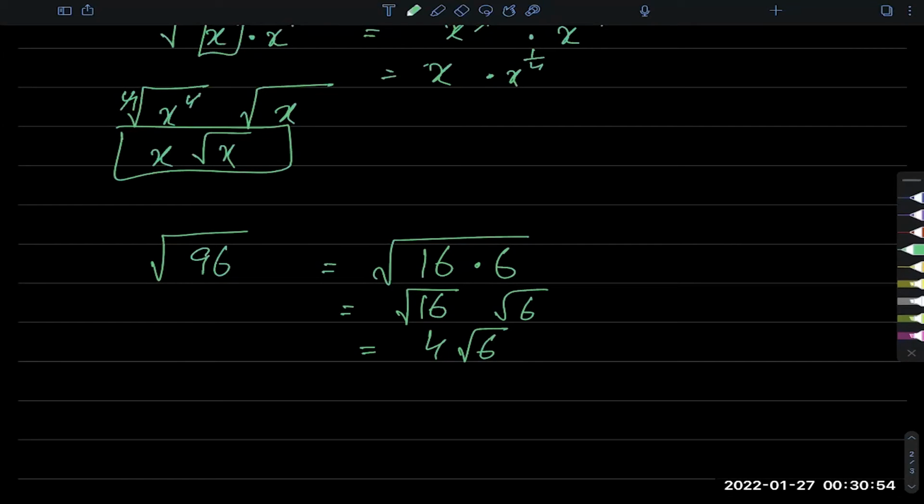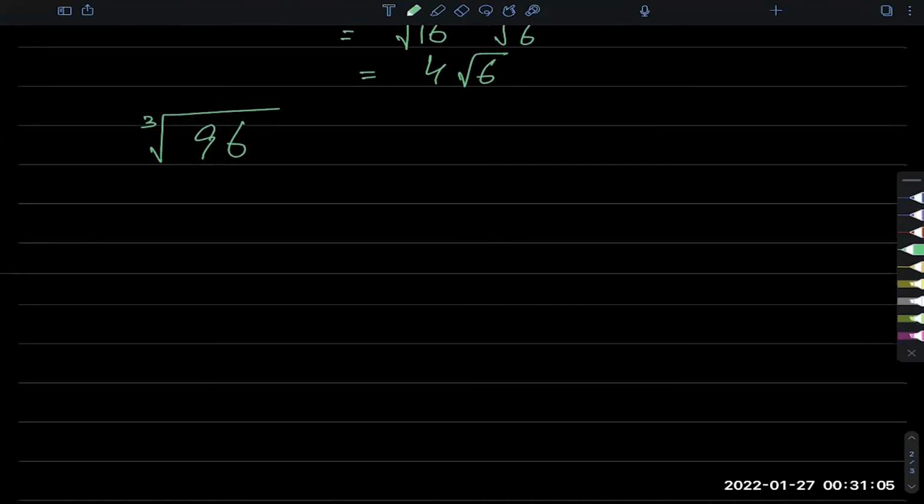Now let me try the same thing, but what if they gave us the square root of 96, and instead of giving a square root, they gave us a 3 over here. Now let me break 96 into some other numbers. For that, I'll use a ladder method. There are 2 ways of doing this. One is the ladder method. The ladder method says that you pick any prime number that divides exactly, and you divide.